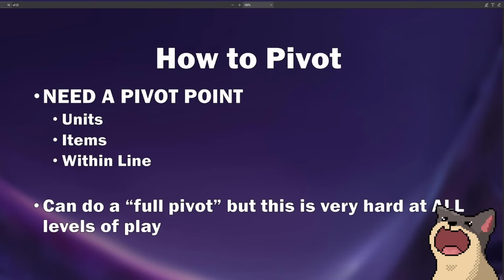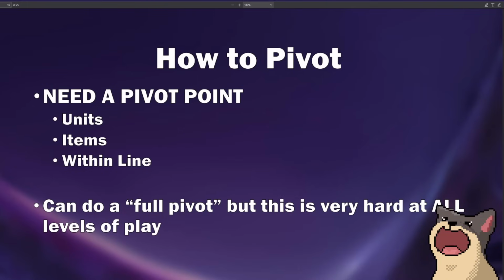You can watch a bronze level player absolutely throw their game trying to pivot their board. It is often very hard to do a quote-unquote full pivot, which we'll talk about in this video as well. But the idea is that you want to identify either units, items, or ways that you can play a line flexibly to give yourself a plan B.